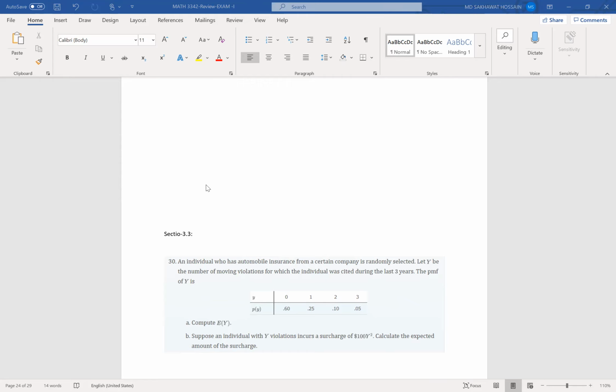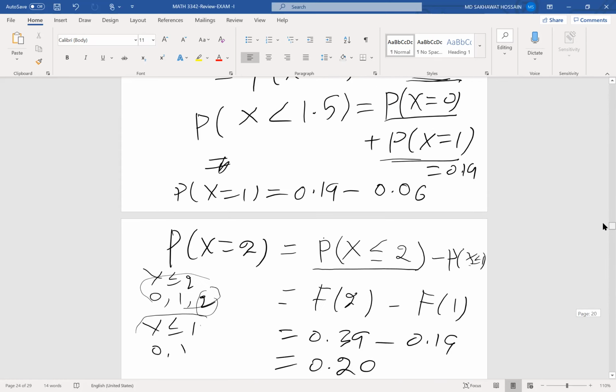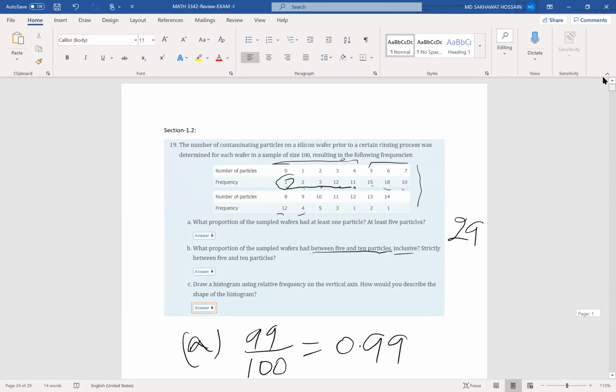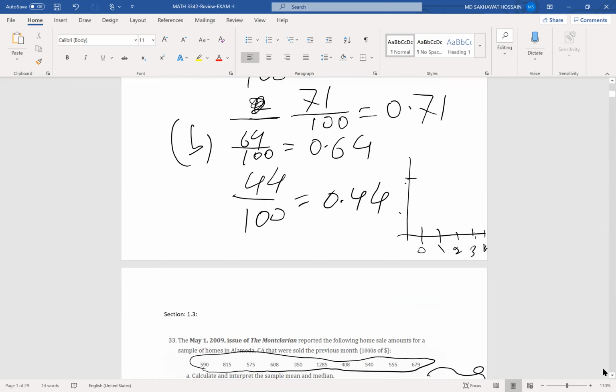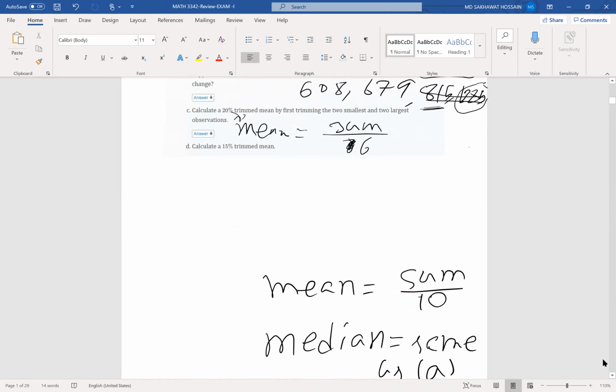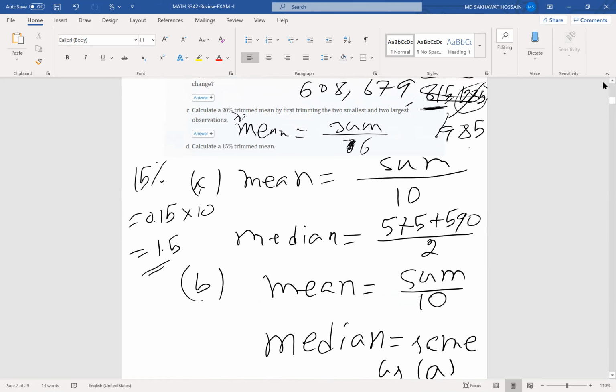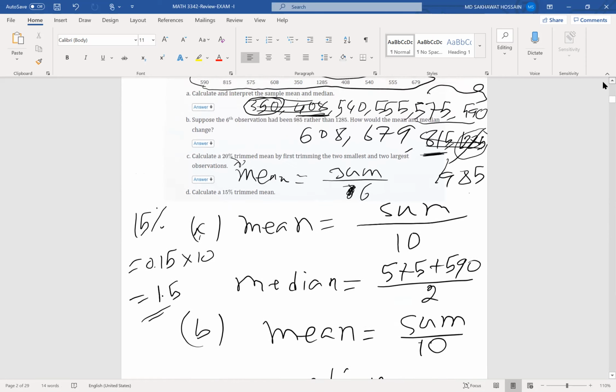Professor, I had a question real quick. It was the second problem you did, from section 1.3, part D. Yes, part D. Okay, sure.